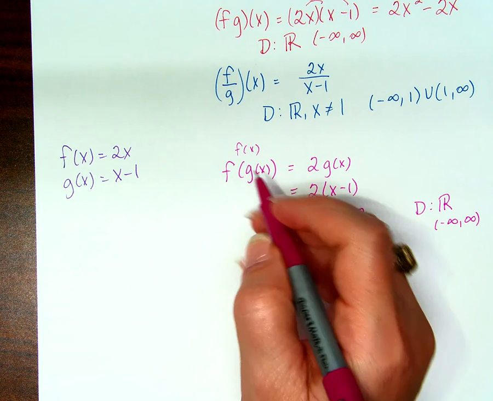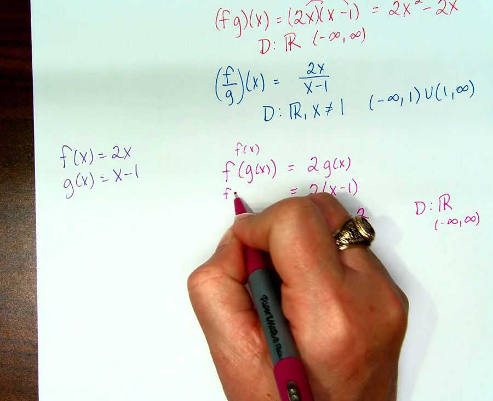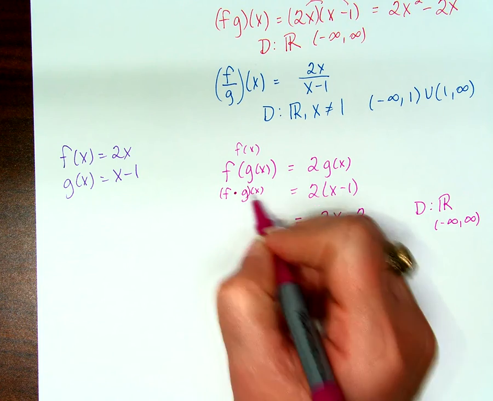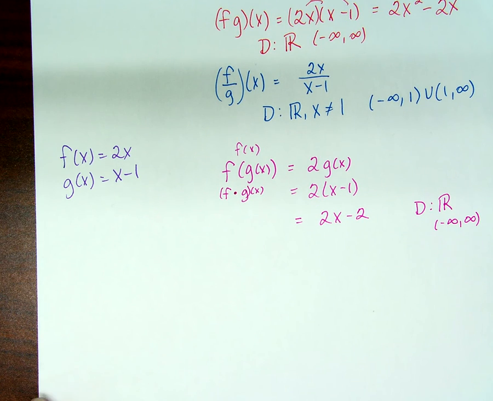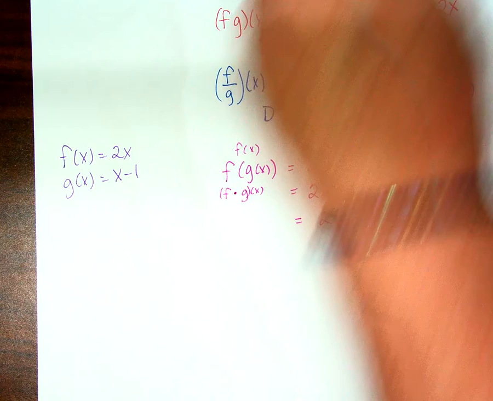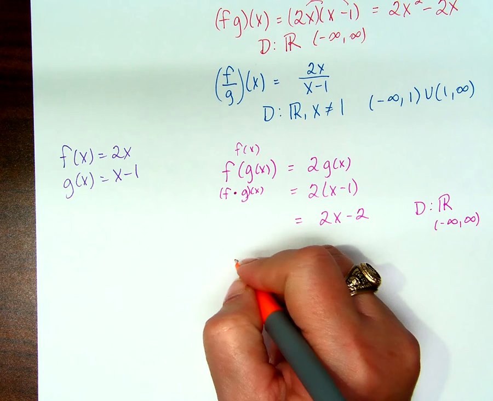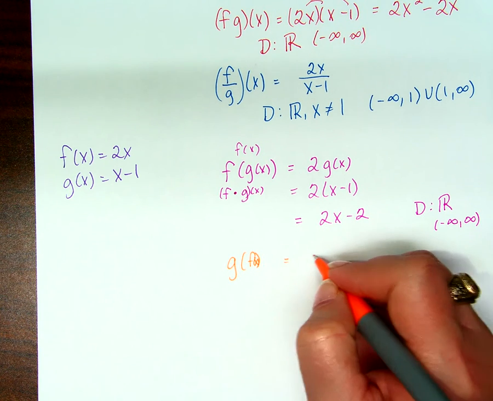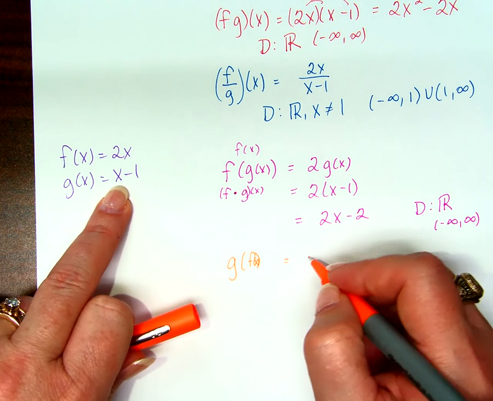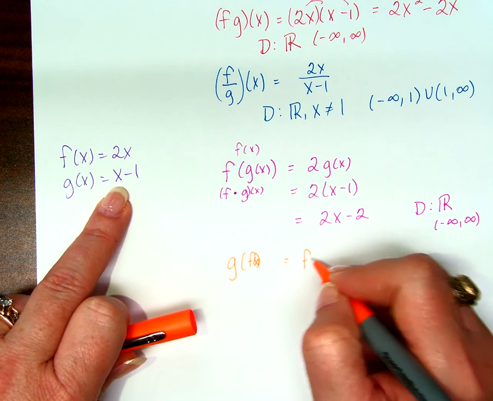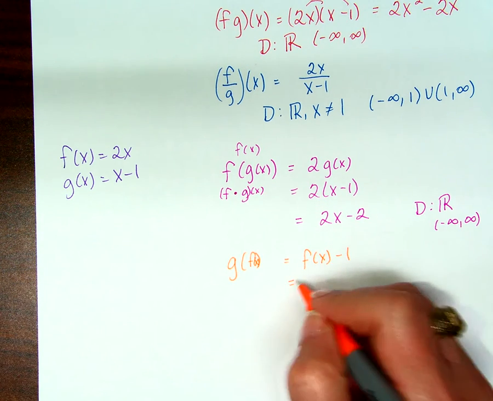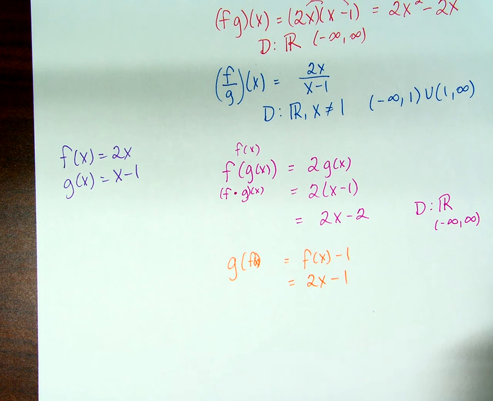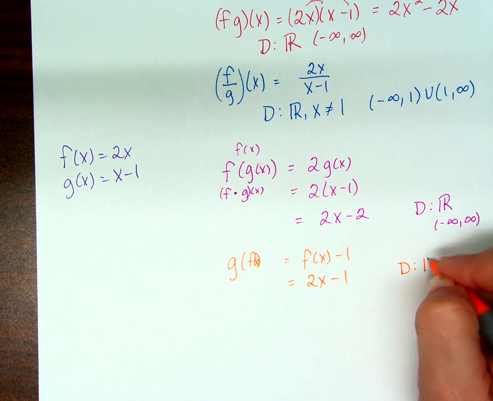Now, this won't always look this way. Sometimes it'll look like f of g of x, and sometimes like f circle g of x. There are 2 different ways you can write it. But we can also do g of f of x. Starting with g, anywhere there's an x, I put in an f of x. So f of x minus 1, but I know f of x is 2x, so I just get 2x minus 1. That's a line, so I know my domain is all real numbers.